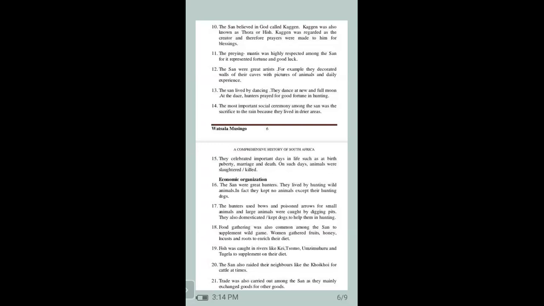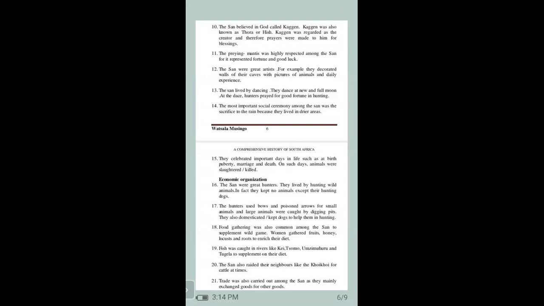The San lived by dancing. They danced at new and full moon, and at the dance, hunters prayed for good fortune in hunting. So these people loved dancing, and they used to dance at the new and full moon. During these dances, the hunters made sure they prayed for good fortune in hunting, because these guys were hunters.